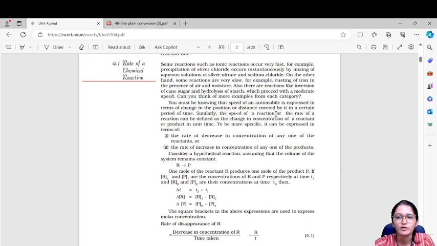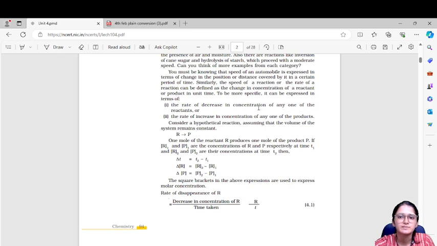Okay, so the speed of the reaction or rate of the reaction can be defined as change in concentration of the reactant or product in unit time, meaning whenever you carry out the reaction, how much change you can see in the concentration of reactant or the concentration of product, that is the rate. To be specific, it can be expressed in terms of rate of decrease in concentration of any one of the reactants. That means if you carry out a reaction, you use up reactants when they combine to give a product.